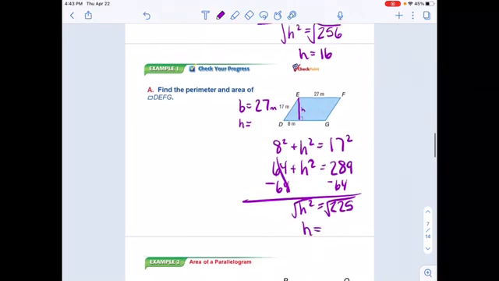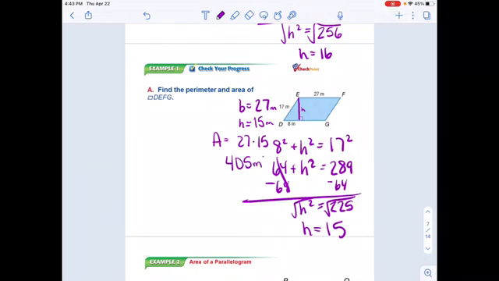So I believe we are going to get that the height is 15 meters. So this would be a really big parallelogram if it was actually in real life. So to find the area, take base times height. So 27 times 15, you get 405 square meters for the area.